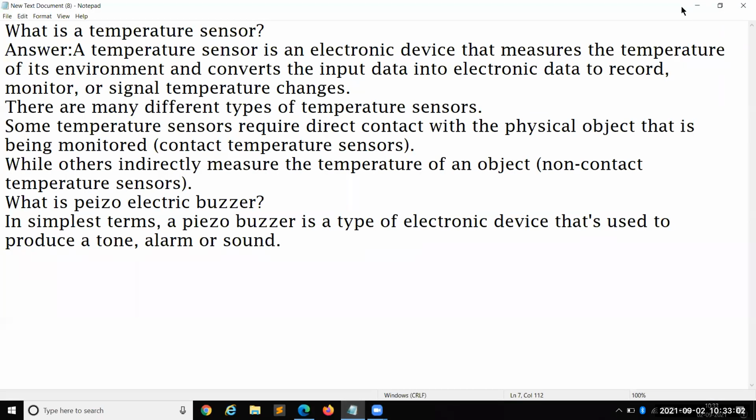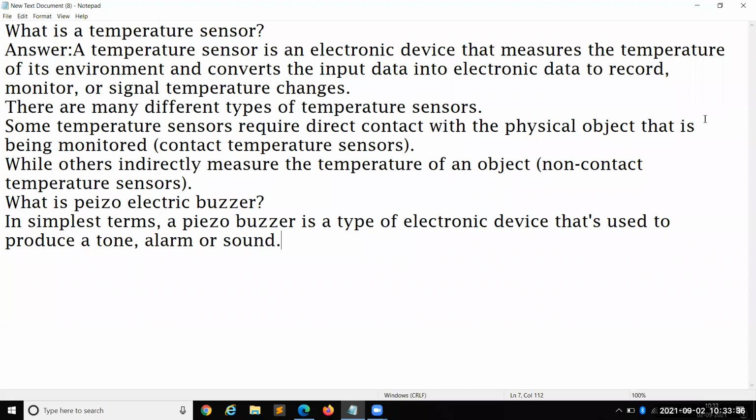So this is the definition of a temperature sensor. What is a temperature sensor? It is a device that measures the temperature of the environment. You know what temperature is, okay? What it does is convert the input data into electronic data, and it is used for recording the temperature, monitoring the temperature, or monitoring temperature changes, okay? So that's basically what a temperature sensor does.